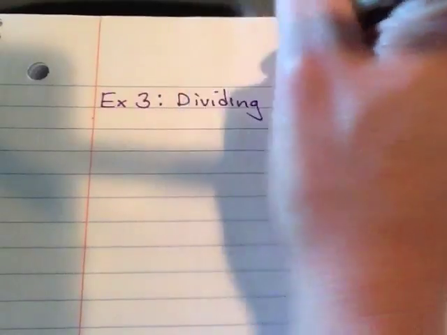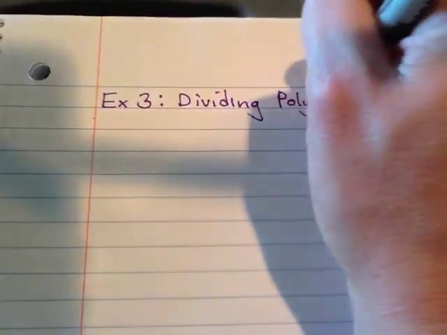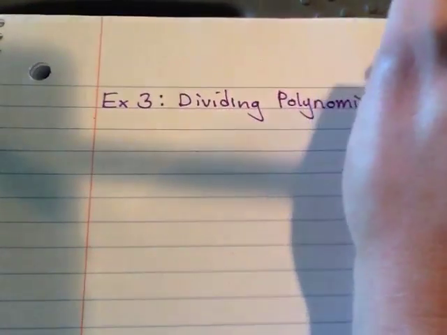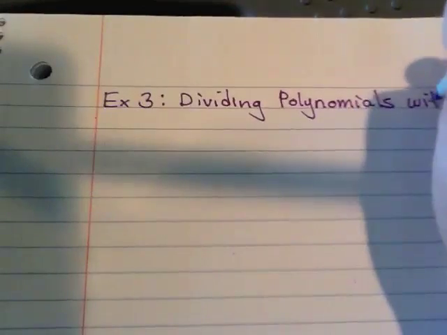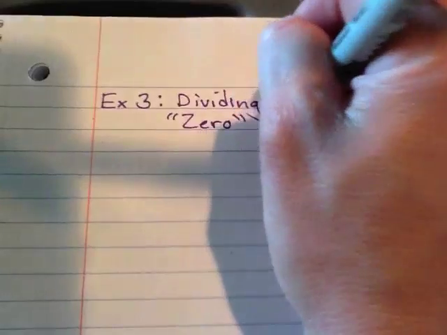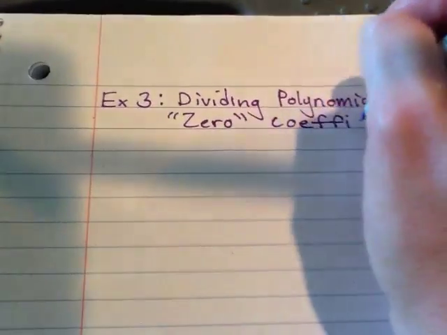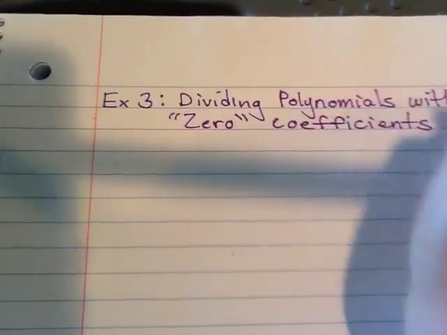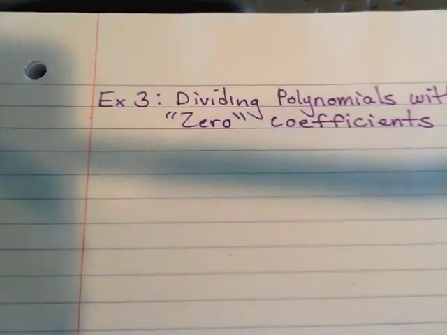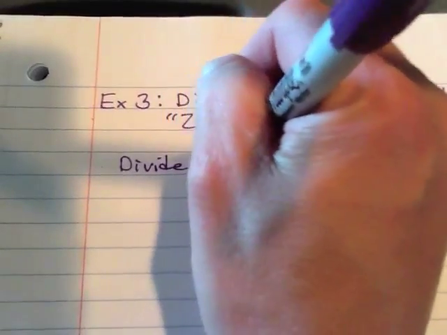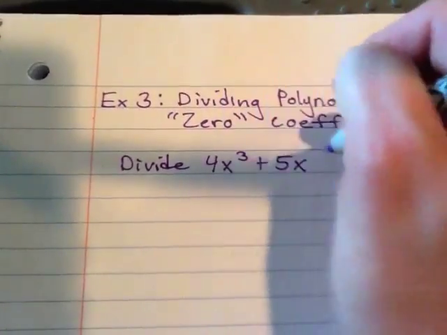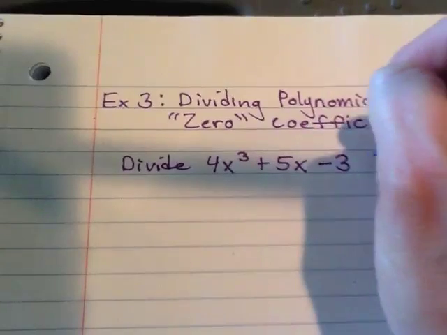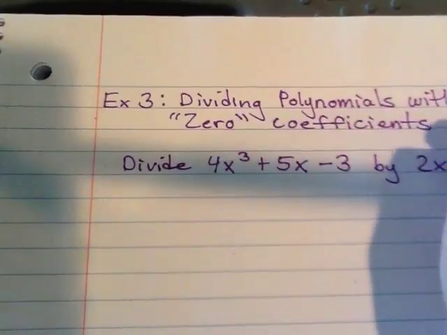Dividing polynomials with 0 coefficients. That kind of gives you a hint as to what you're going to have to do right there. So the example is divide 4x cubed plus 5x subtracting 3 by 2x subtracting 1.